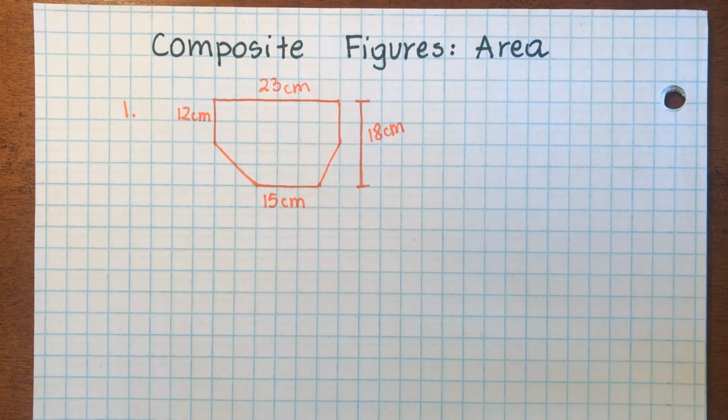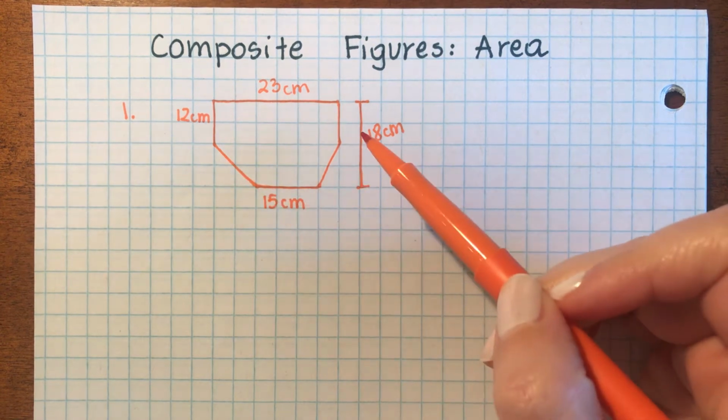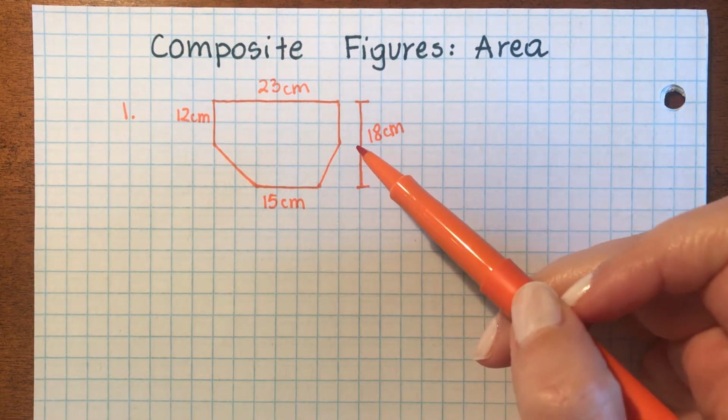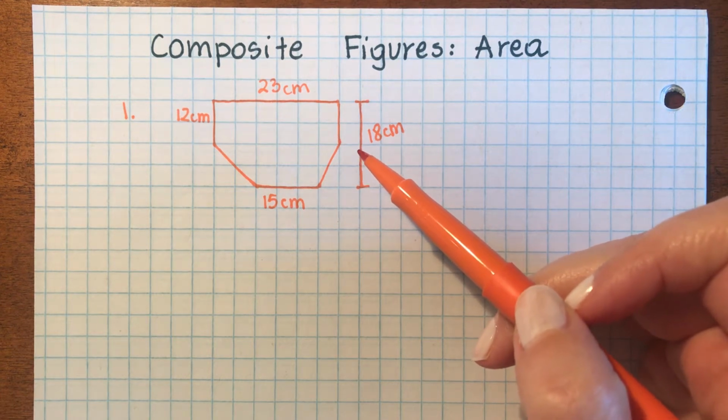Today we will talk about composite figures and we will calculate the area of composite figures. So this shape right here is a composite figure. It is a figure that can be separated into smaller regions that are basic figures like triangles, rectangles, circles, trapezoids.